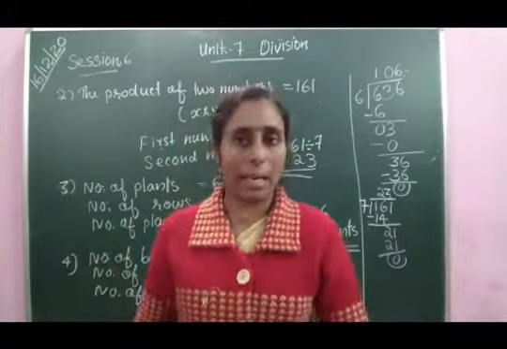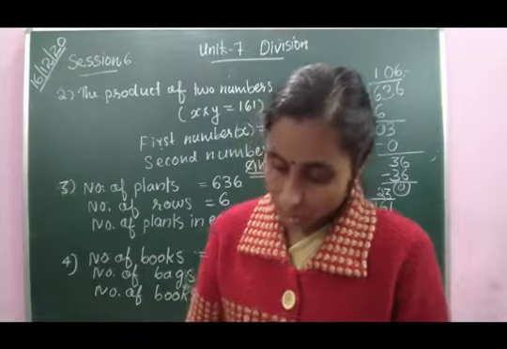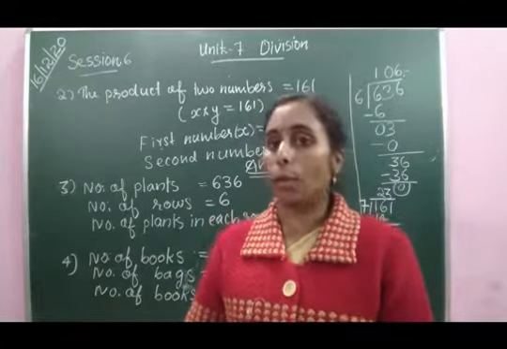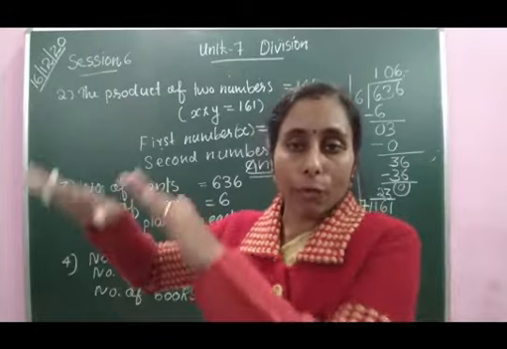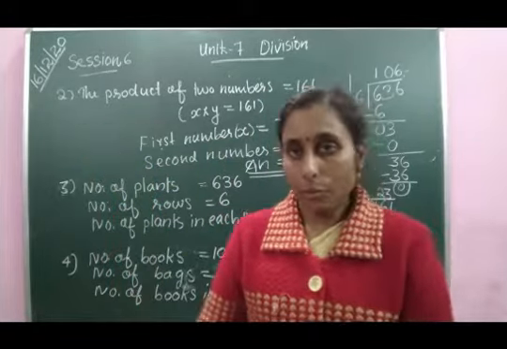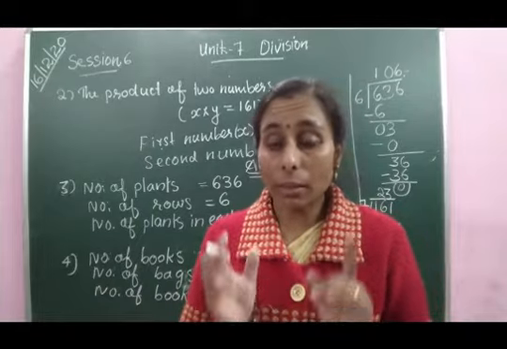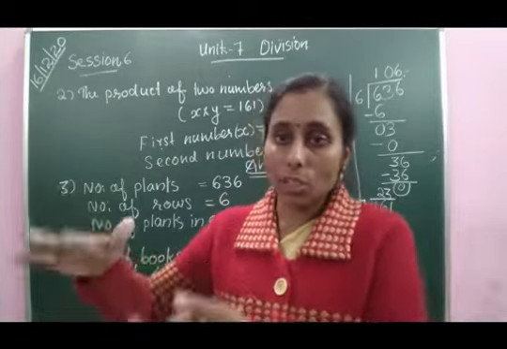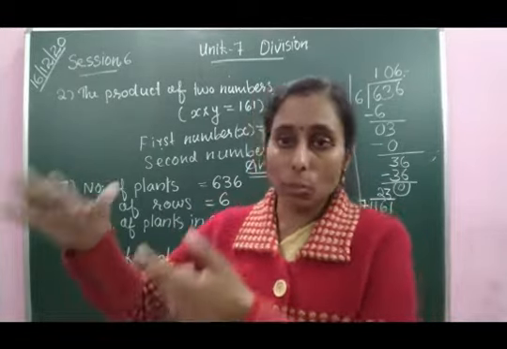Okay. Next one, fourth question. 5 bags contain 100 books. How many books are there in each bag, containing an equal number of books? There are 5 bags. Each bag contains an equal number of books. Then how many total books are there? 100 books are arranged equally in the 5 bags. Then how many books are there in one bag?